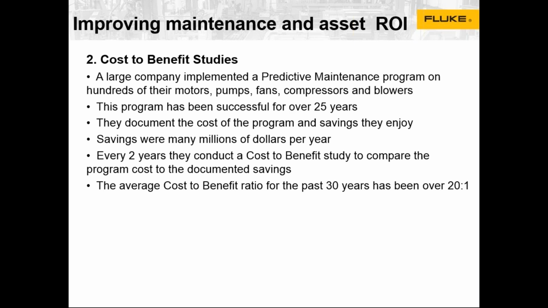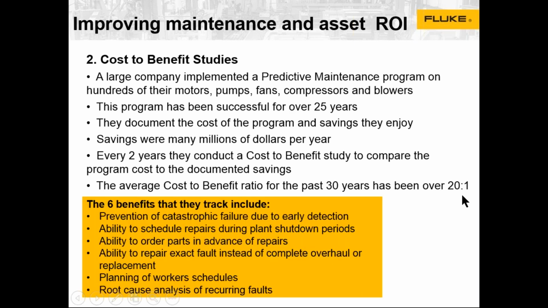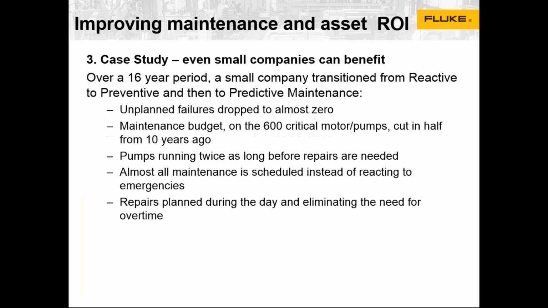Let's look at some other cost savings. There's a large company that implemented a predictive maintenance program on hundreds of their rotating machinery over 25 years. Every 2 years they do a cost-benefit study, and they've been documenting their savings of over 20 to 1. These savings are based on 6 different benefits that they track every 2 years, and they've proven that for every dollar they invest in proactive maintenance, they're saving $20. So these programs really do work.